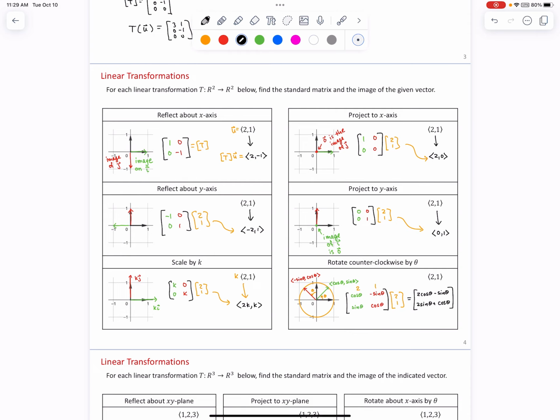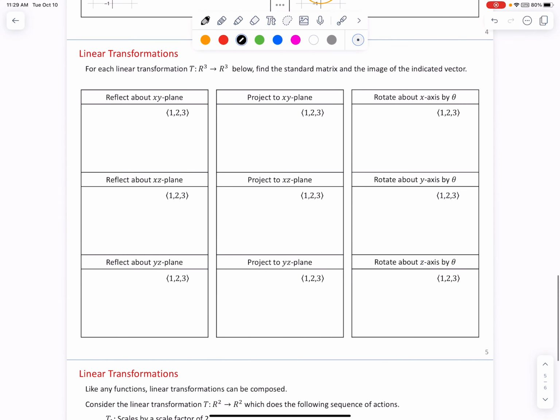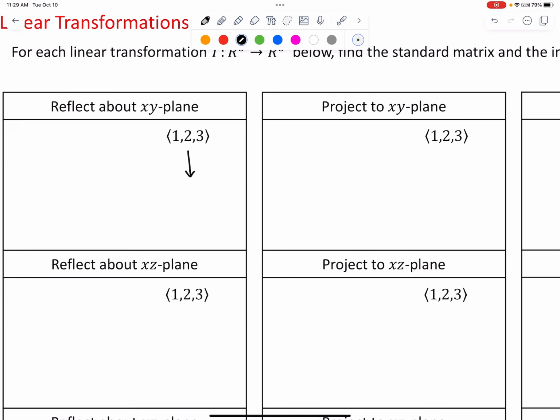Okay, let's go to the next page. The next page is a summary of some standard transformations from R3 to R3. Looking at the first column, if you want to reflect a three-dimensional point around the xy plane, that means you basically just want to change the sign of the z coordinate. So we know that this vector should become the vector 1, 2, negative 3, and this would produce a vector that has been reflected about the xy plane, reflected across the xy plane.